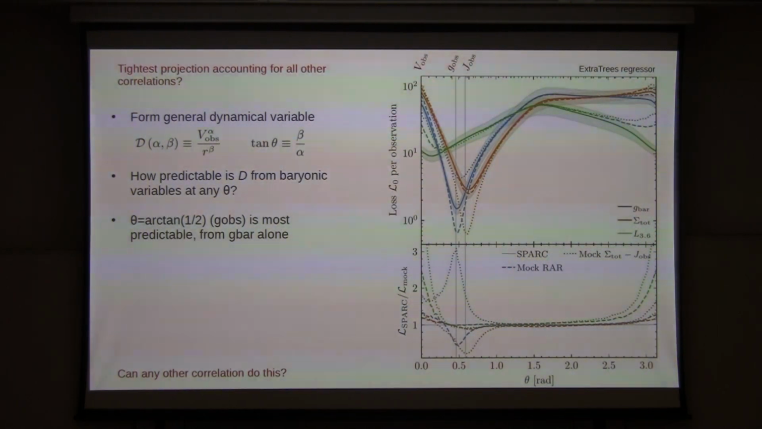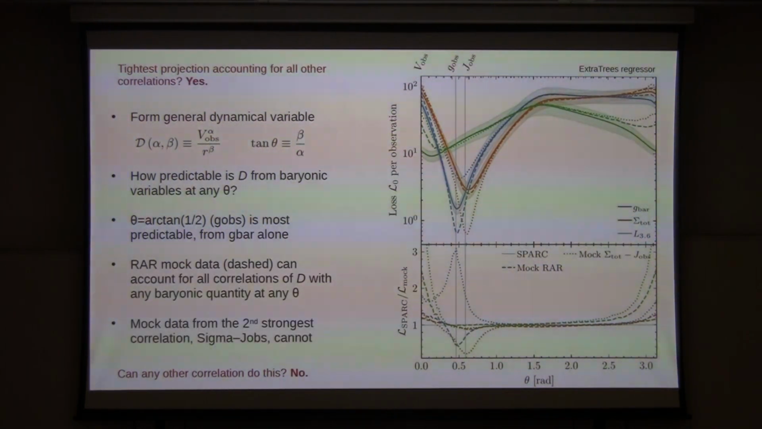But the converse isn't true. If you assume that the sigma J-obs relation is fundamental and generate your mock data according to that, you don't recover, for example, the trough at the RAR. You instead get a much weaker correlation between gbar and gobs. So that shows that for all intents and purposes, this data looks like it's been generated solely by means of the RAR. And if even the second strongest correlation between surface brightness and J-obs can't predict these generic correlations, then we can be confident that no other correlation will be able to.